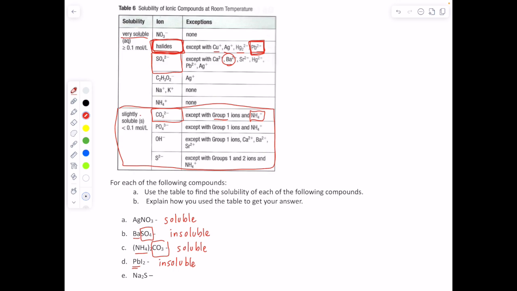Next we have sodium sulfide. Sulfide is insoluble except with group 1 and group 2 ions and NH4. Sodium is a group 1, making this soluble.